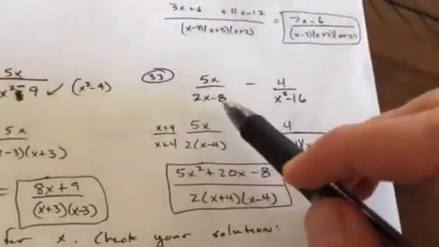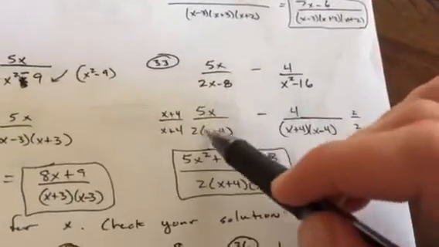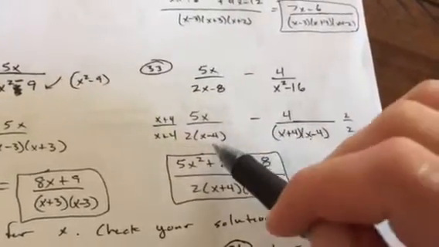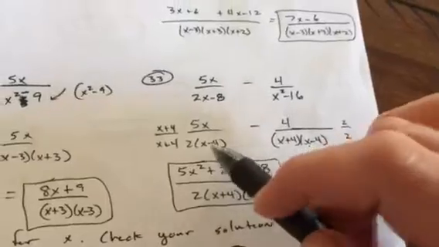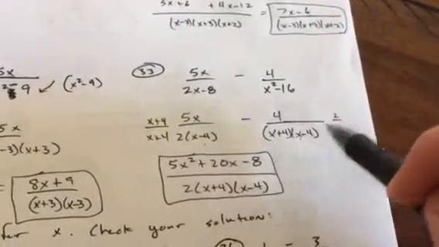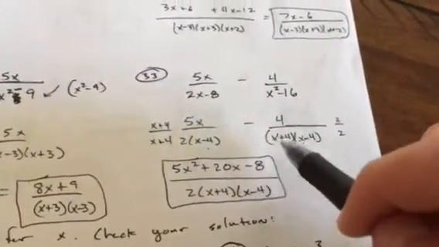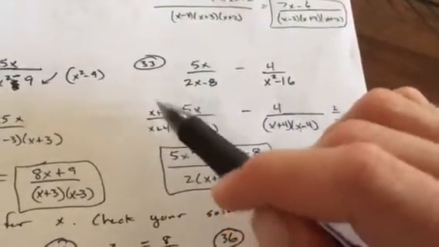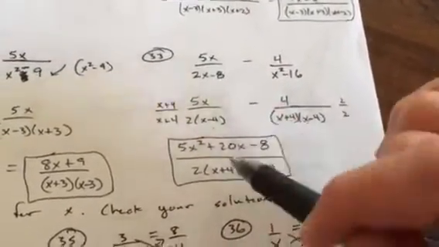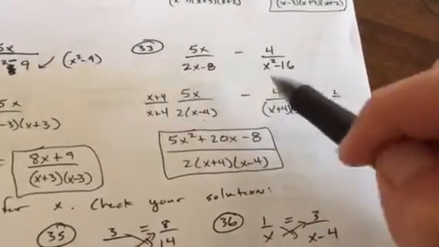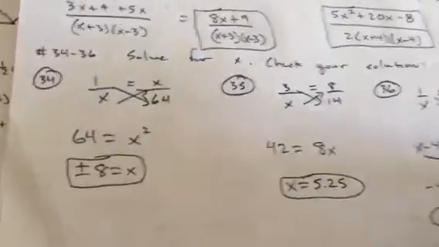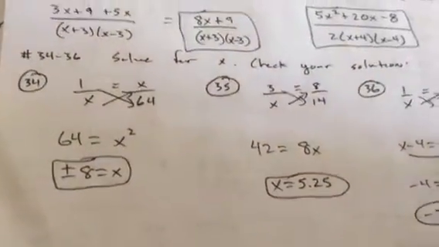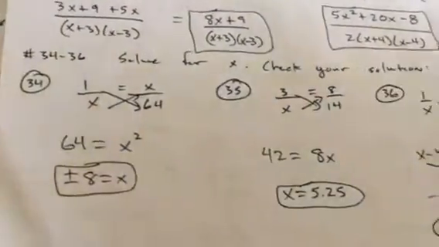And lastly, on 33 here, factor out the 2 they have in common. X minus 4, they both have. This one has a 2, this one does not have a 2, so give it a 2 over 2. This has an x plus 4, that does not have an x plus 4, so give it x plus 4 over x plus 4. Use distribution and do 2 times 4 is 8. That's your answer.